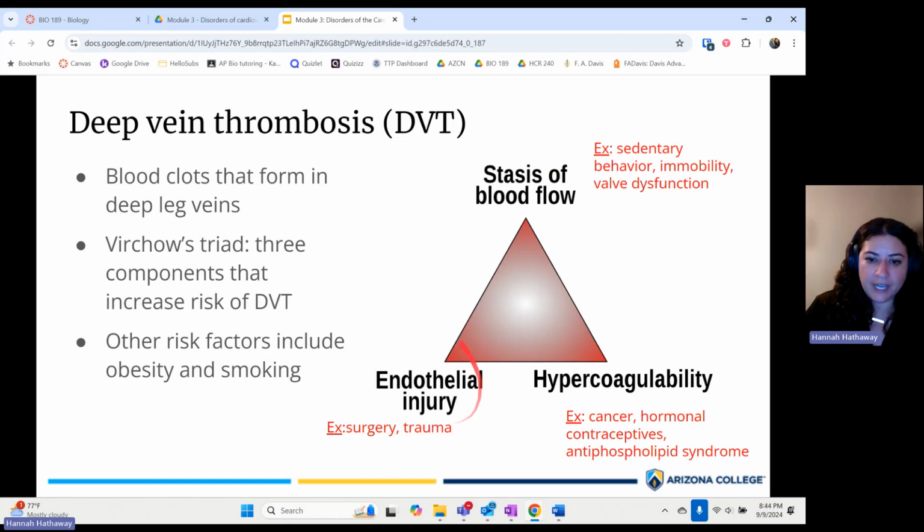Next, part of the triad is endothelial injury. One of the things that causes blood clots is injury, right? That's the whole reason your blood clots, in response to an injury. So if you have endothelial injury, meaning an injury to blood vessels, that's going to activate the coagulation cascade, and then that obviously can cause a blood clot. It can be due to something like surgery or trauma.